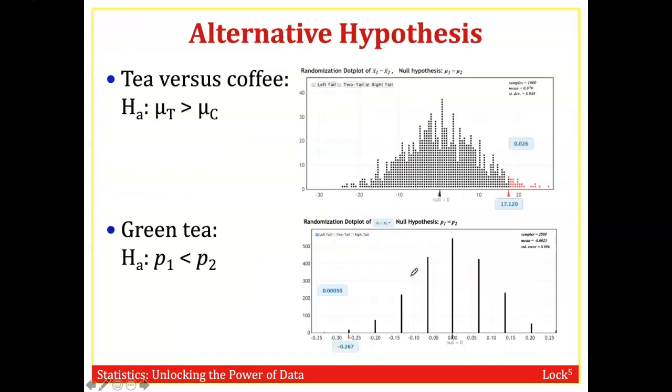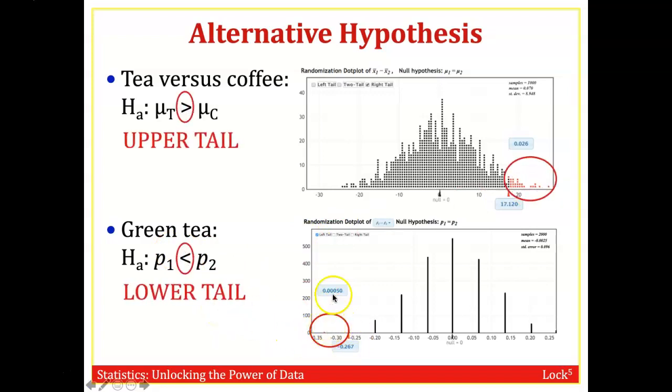All right, so let's continue and summarize a little bit. For the alternative hypothesis here we had the right-hand tail, so we're looking at the probability at or beyond in the right side. Green tea in the left side, so we're looking at the left-hand tail probability. Upper tail versus lower tail. Okay.